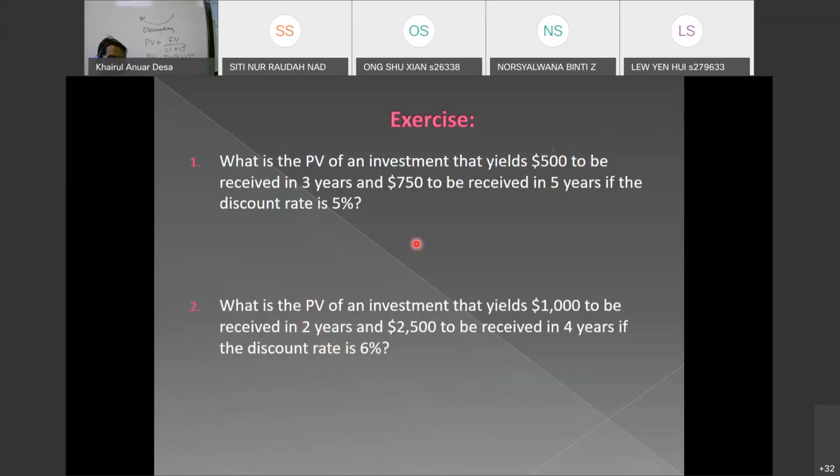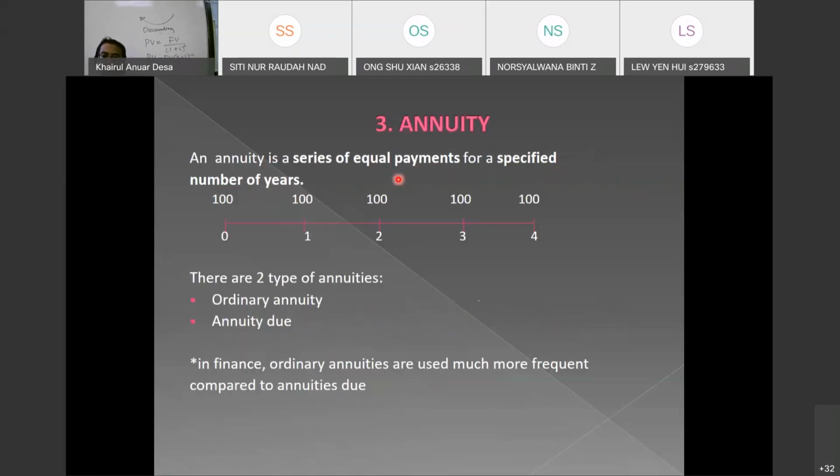Okay, we stop here. Let's stop here. Any questions? Next is the annuity. We stop here, just the introduction of the annuity. For annuity, you must know that an annuity is a series of equal payments for a specified number of years. So if it just repeats for a certain known period, this is an annuity. An annuity has two types: ordinary annuity and annuity due. Go back and look at the notes and then we will discuss it. Alright, we stop here.